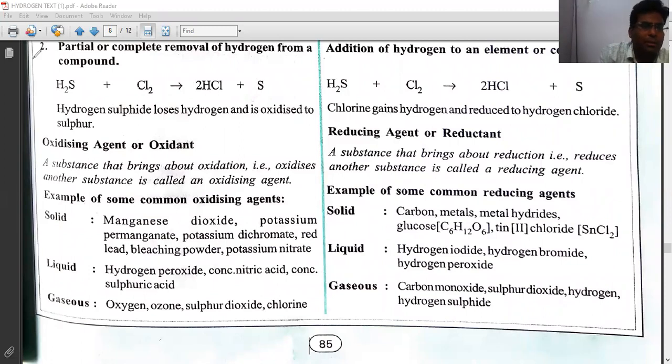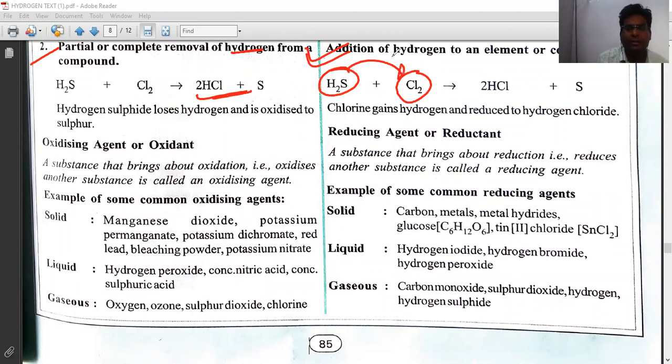The next point is partial or complete removal of hydrogen. I have explained that, right. The next point is for reduction, when hydrogen sulfide reacts with chlorine. Okay, so chlorine gets hydrogen, right? So here addition of hydrogen happens. So this is the example of reduction, right?